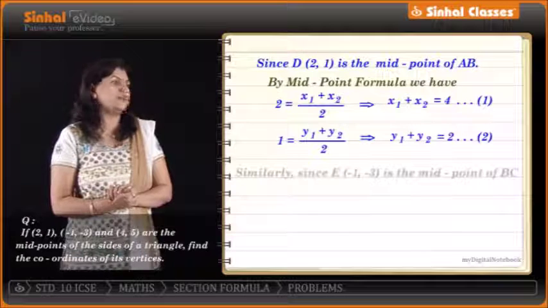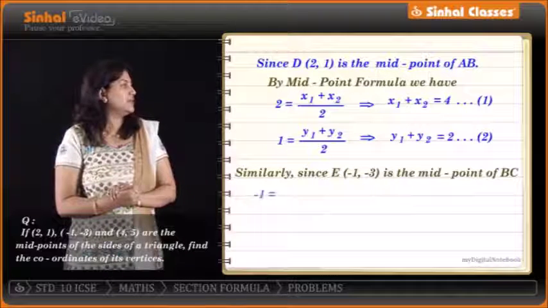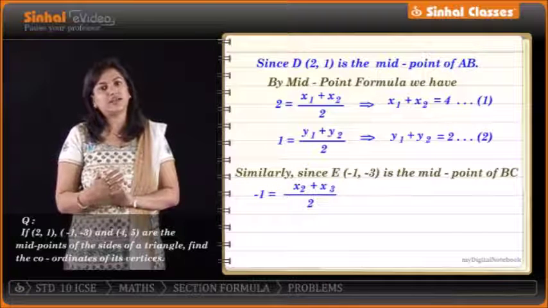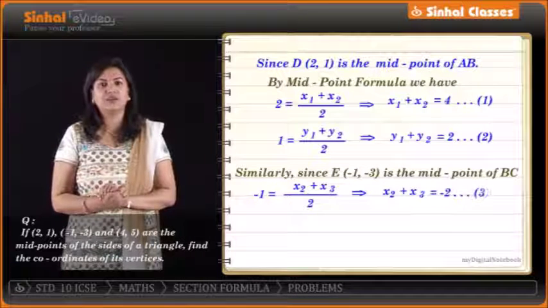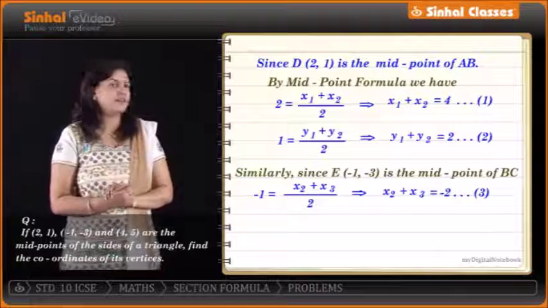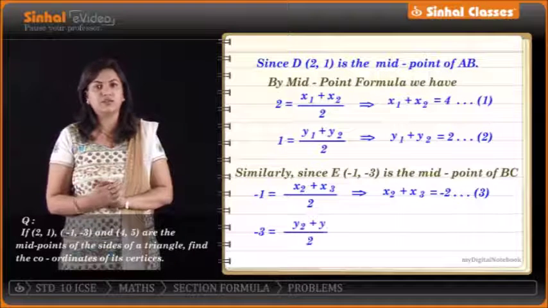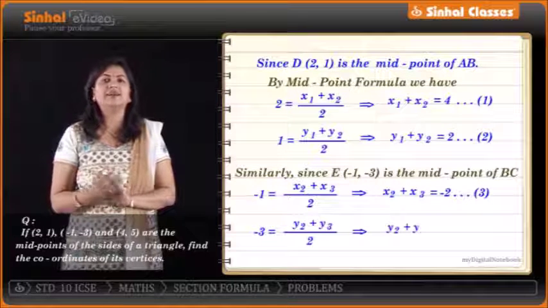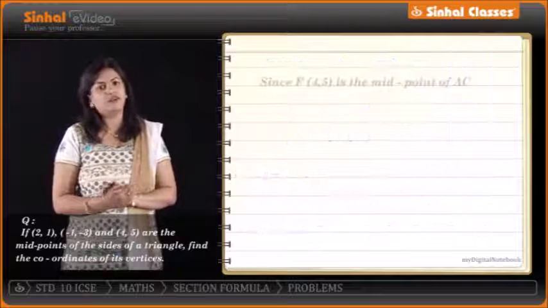Now E is the midpoint of BC. So again by midpoint formula we have minus 1 is equal to x2 plus x3 upon 2. That is x2 plus x3 is equal to minus 2. We number this as equation 3. Now same thing we'll do for the y coordinate. We have minus 3 is equal to y2 plus y3 upon 2. That is y2 plus y3 is equal to minus 6. Number this equation 4.